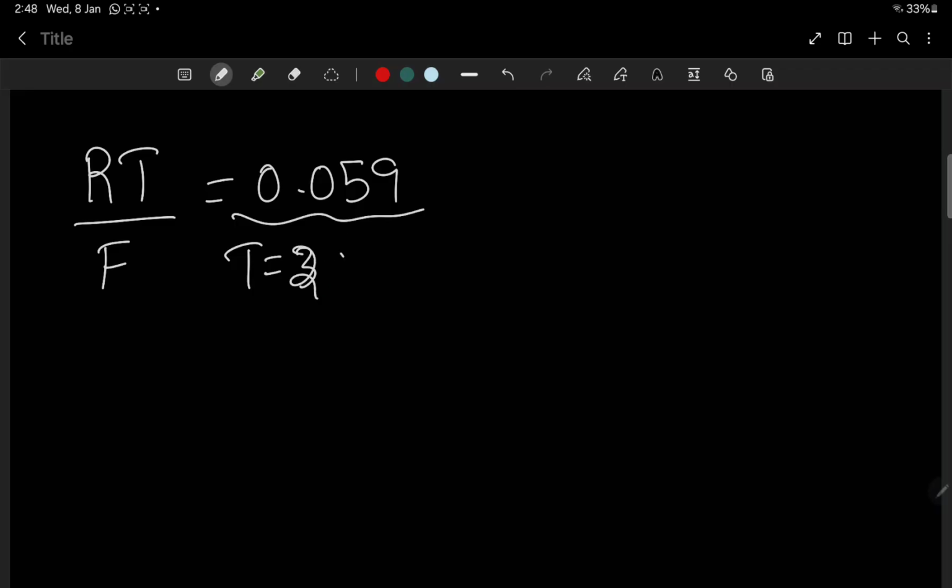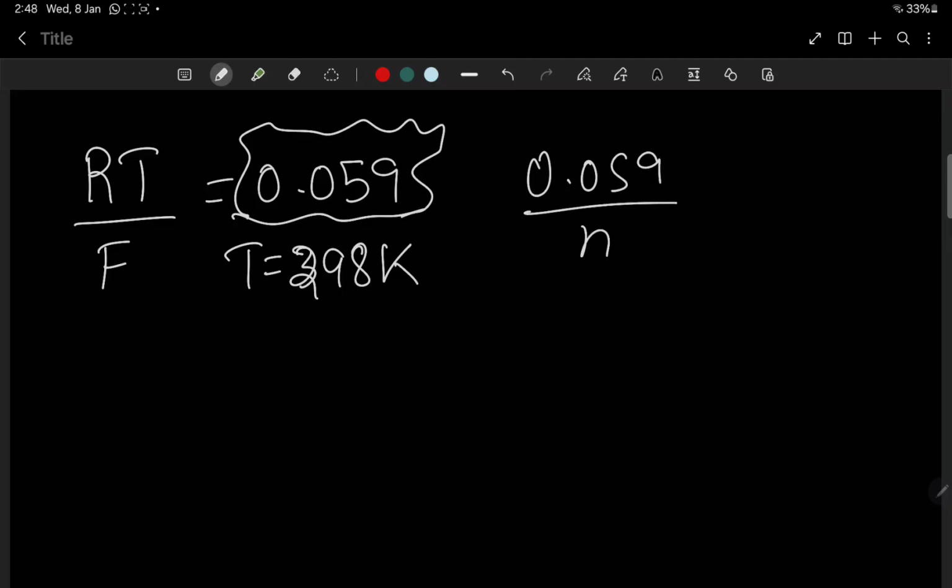About 300, that is 298 Kelvin, you can use this value. Usually you will use this value only. So you can get 0.059 by n into log QC. The reaction, the thing changes like this.